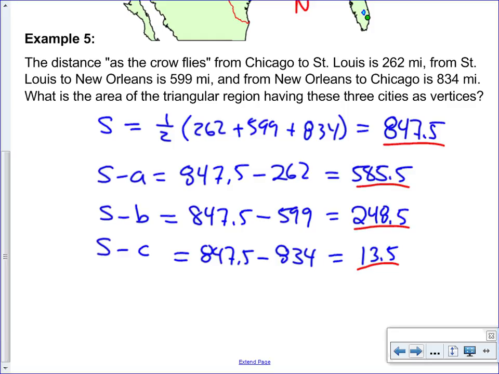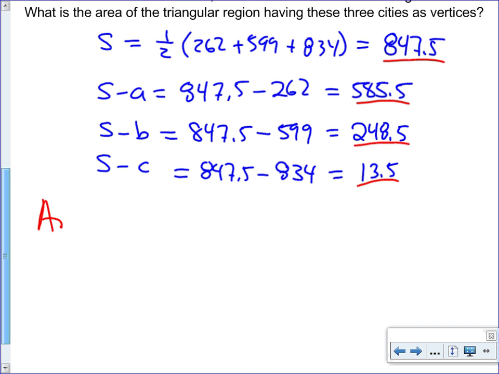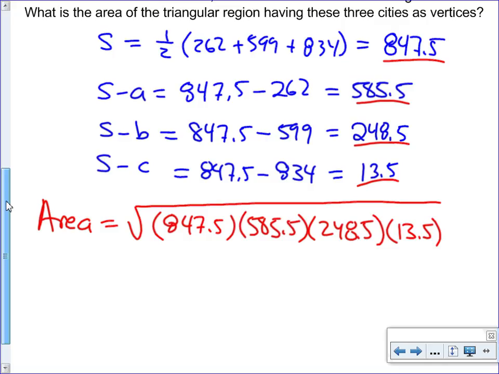Now the formula uses all 4 numbers, multiplied together, then take the square root. So the area is equal to the square root of 847.5 times 585.5 times 248.5 times 13.5, which again is another pitch for me to say, if you haven't gotten a TI calculator already, come on.